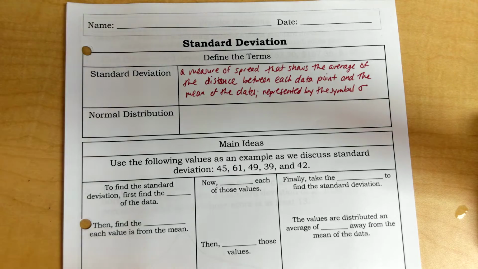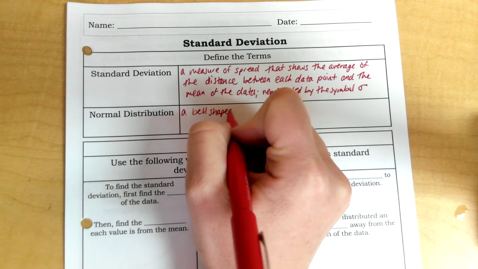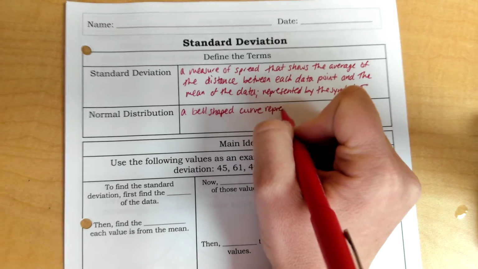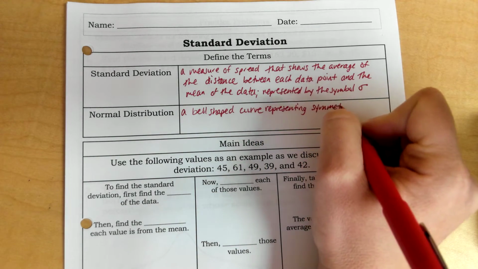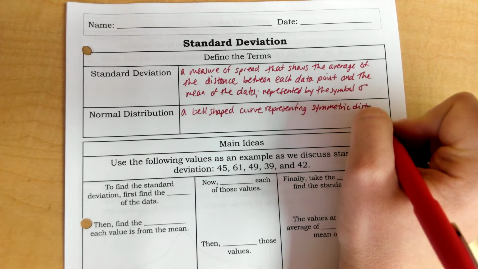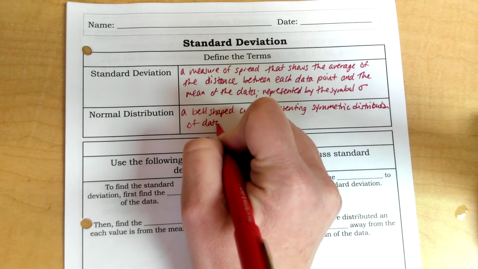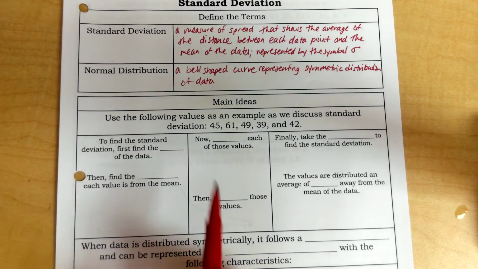Alright, so a normal distribution is a bell-shaped curve representing symmetric distribution of data. And it uses standard deviations to divide that data into pieces. So we're going to be using that here in just a minute. So let's start with here.